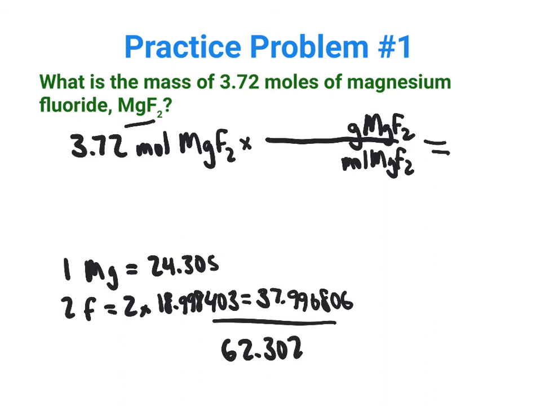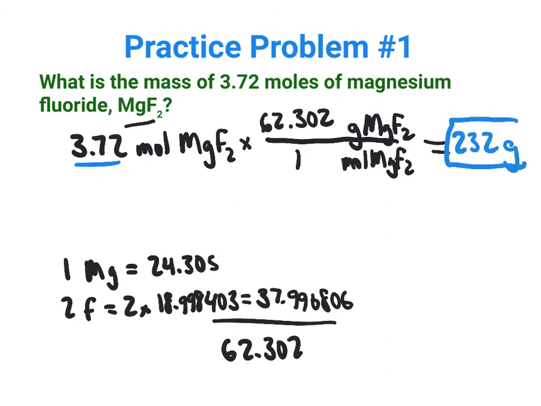And when I add these 2 together, I get a molar mass equal to 62.302. So then I go and put this back into my equation. I say there's 62.302 grams of magnesium fluoride in 1 mole. I multiply that by 3.72. And when I come out, I know I need 3 sig fig. My answer is actually equal to 232 grams of magnesium fluoride. And that's how I do it.